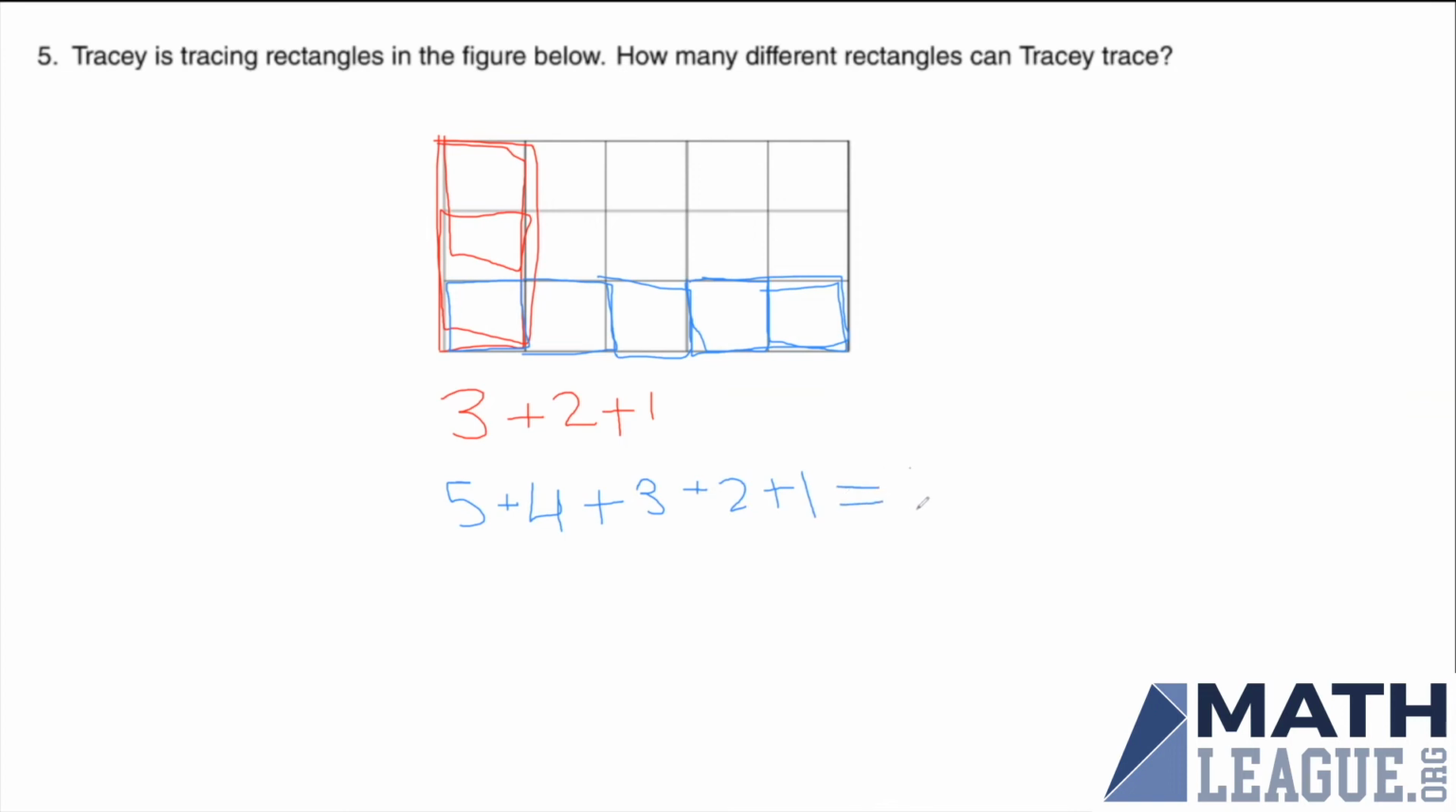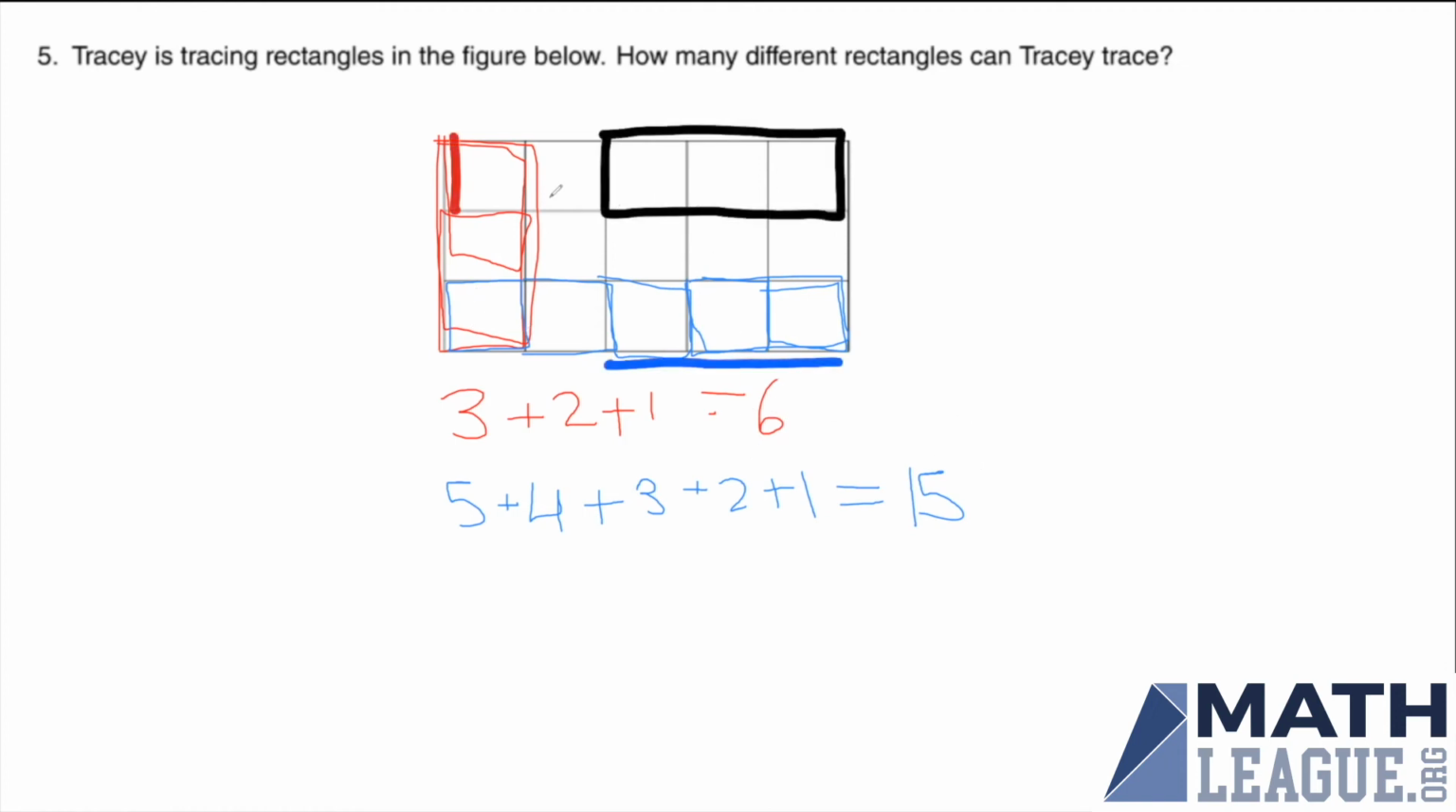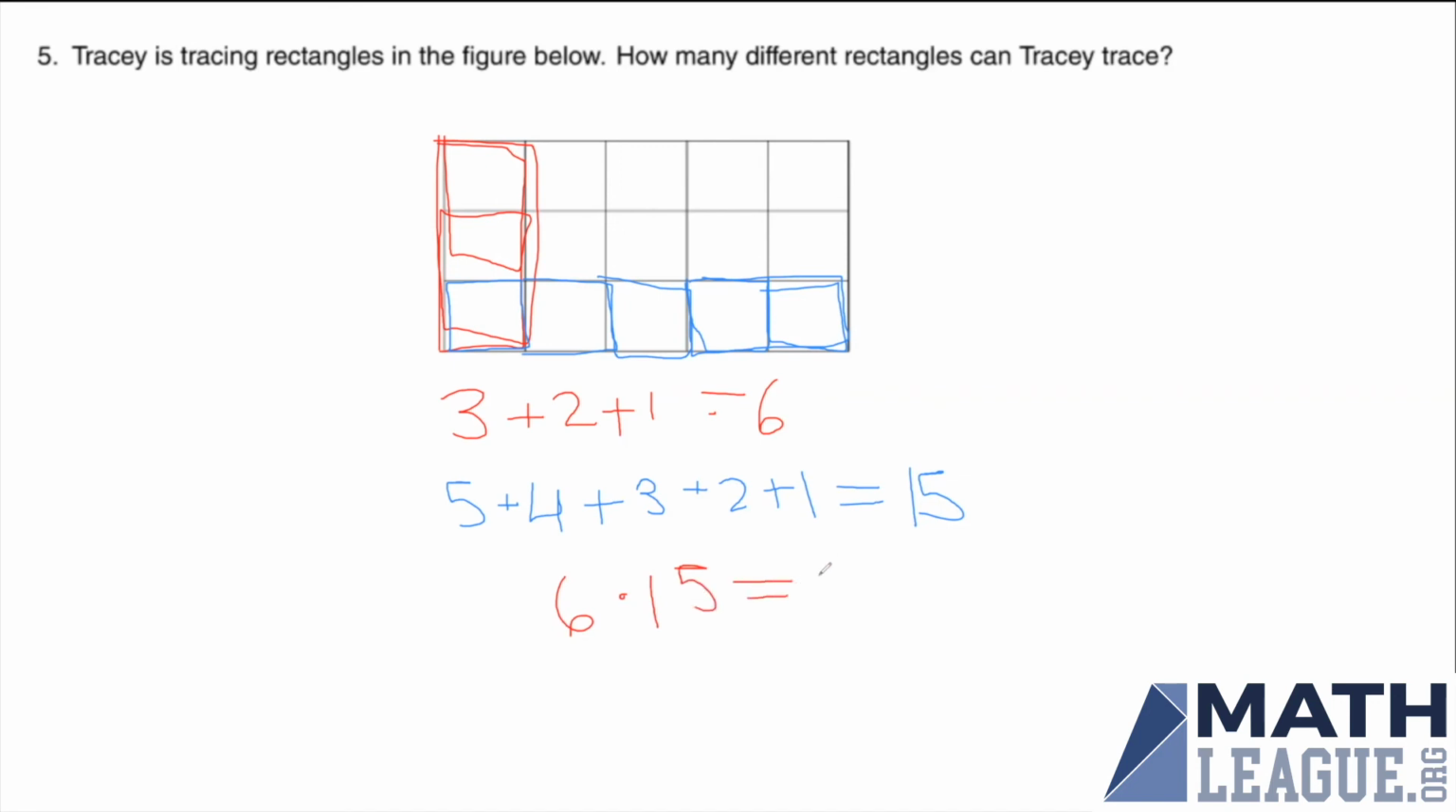Now, to find a rectangle in the entire grid, we can just pick one of these 6 rectangles from the first column and one of the 15 rectangles from the last row. After we pick one of them, it will determine one of the rectangles in this grid. So our answer is just the product of these two numbers: 6 times 15, which is 90 different rectangles that Tracy could trace.